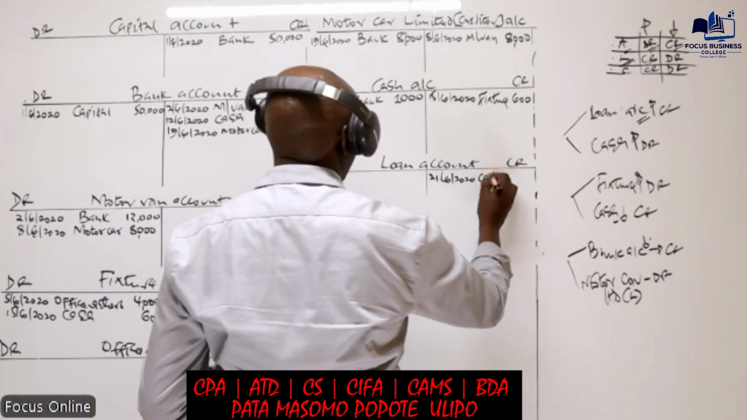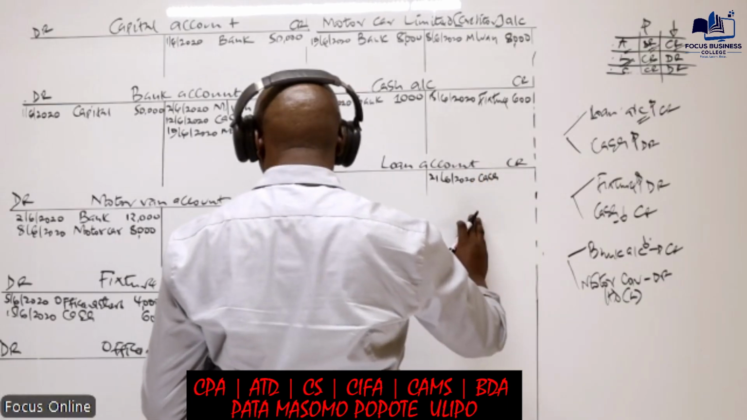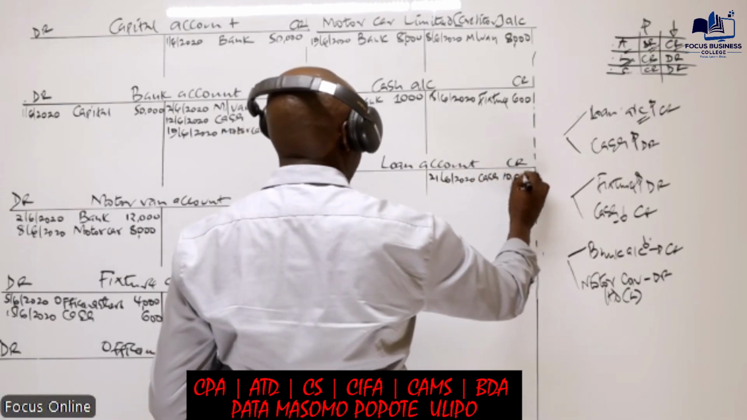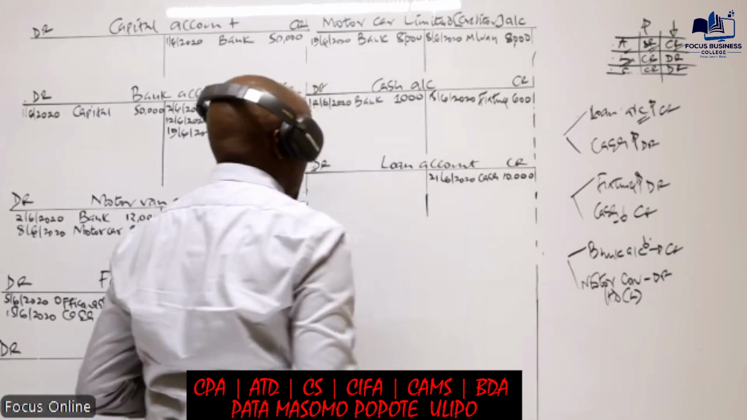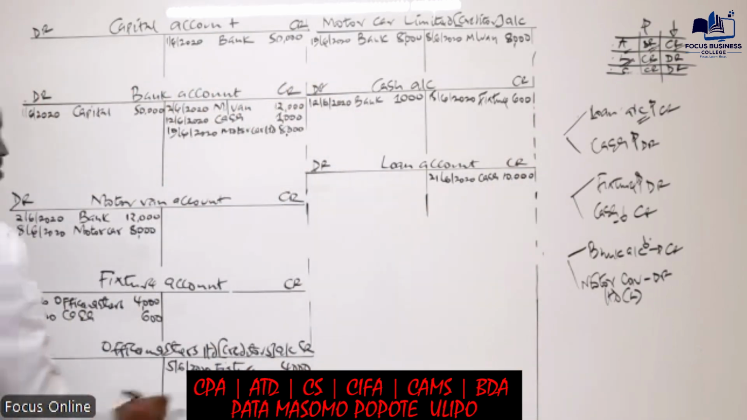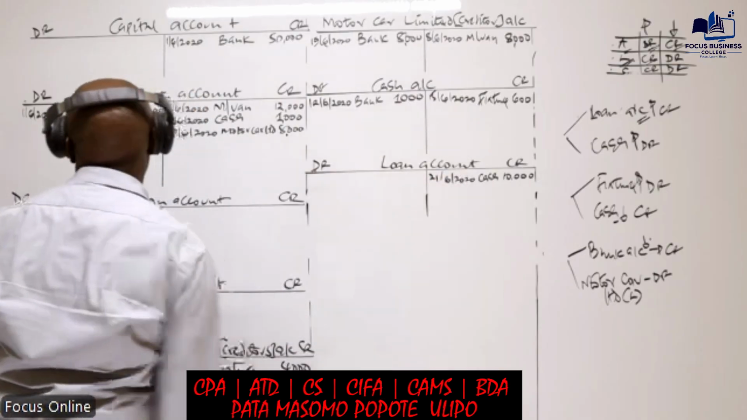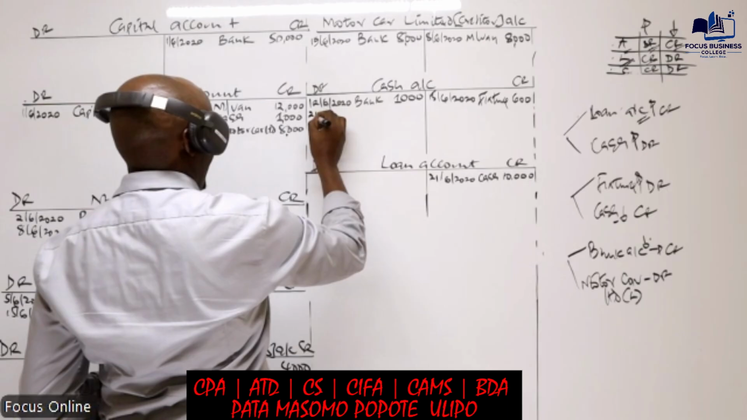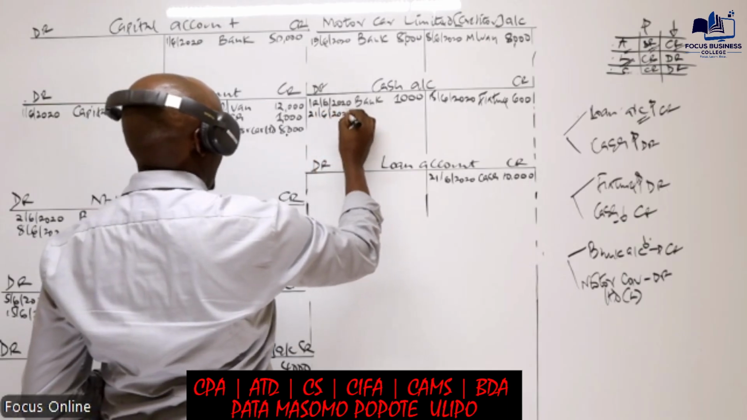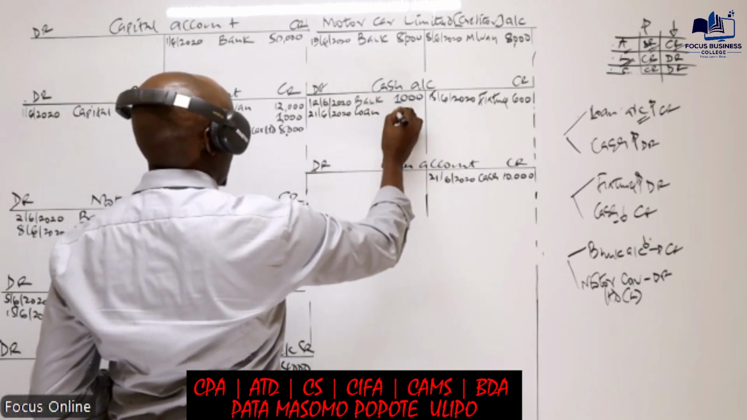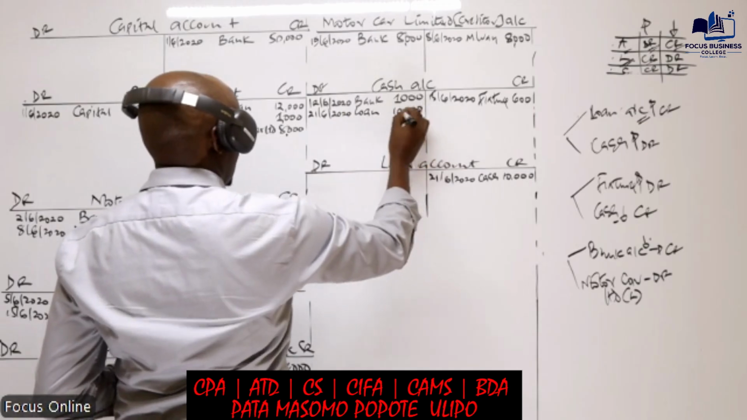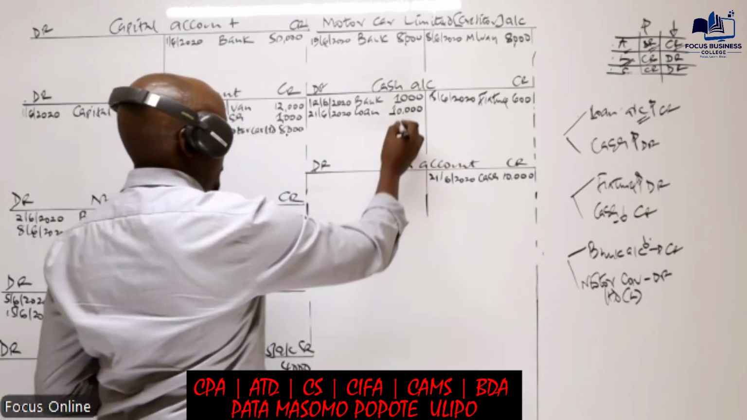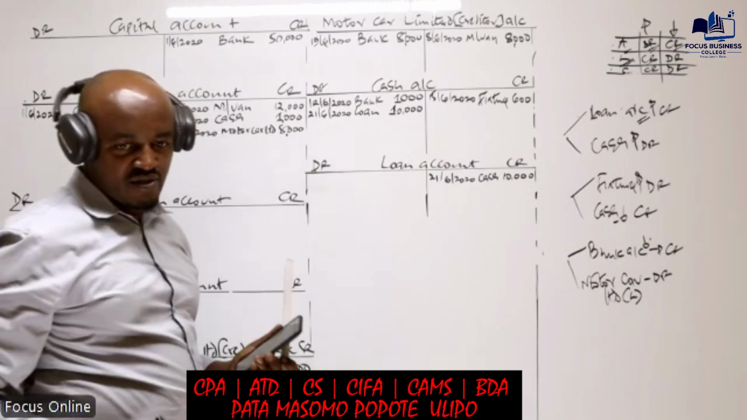So the other entry will be in cash, basically an amount of 10,000, and then we debit cash. Where do we have cash? We have the cash account here. So this is the loan, 10,000. So 10,000, 10,000 like that. Yes. So we are done.